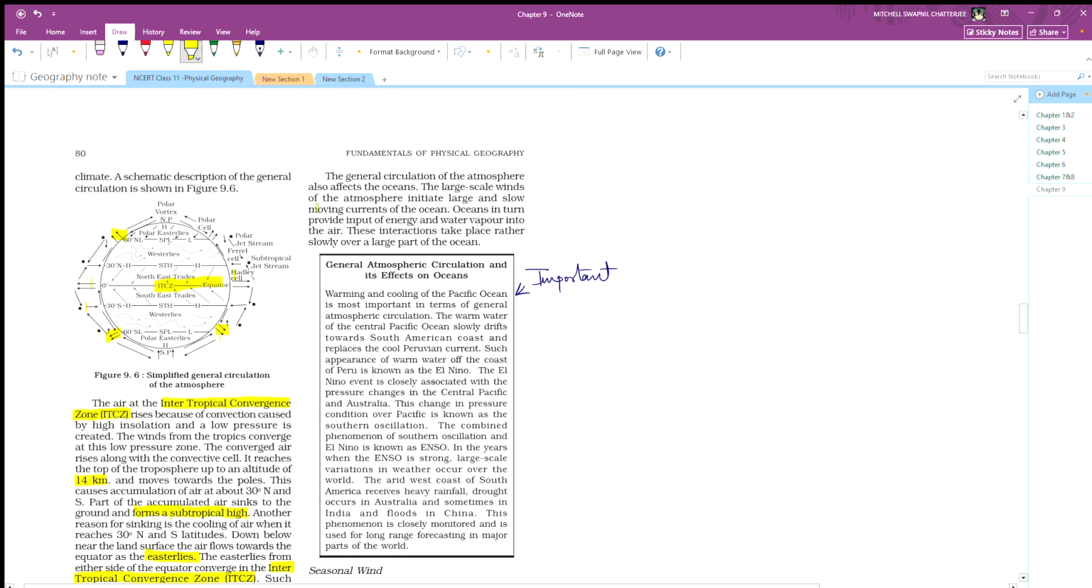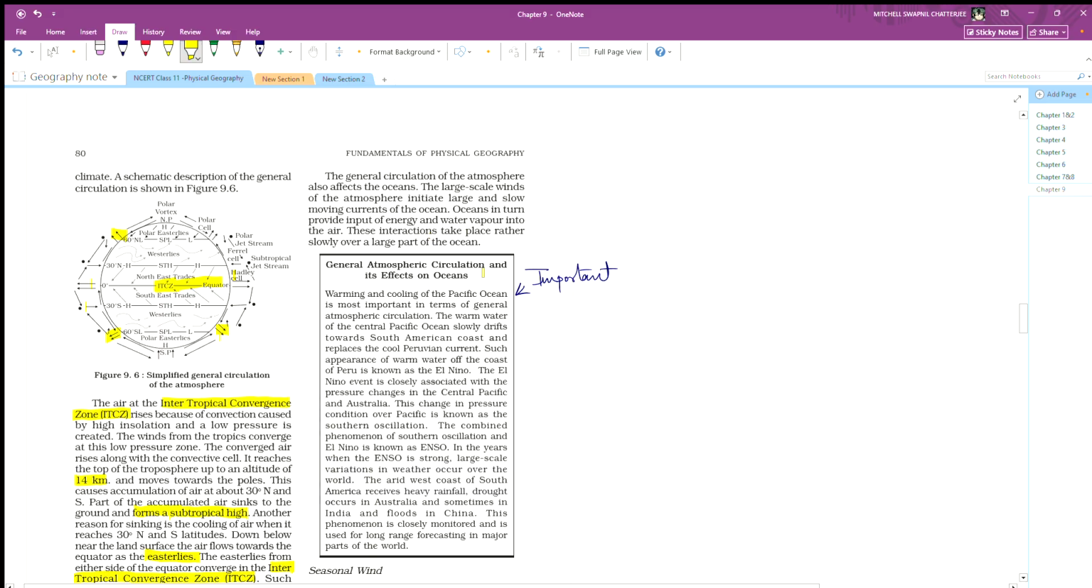General circulation of the atmosphere also affects the ocean. The large-scale wind of the atmosphere initiates large and slow movement of the currents of the ocean. The ocean in turn provides input of energy and water vapor into the air. These interactions take place rather slowly over a large area.